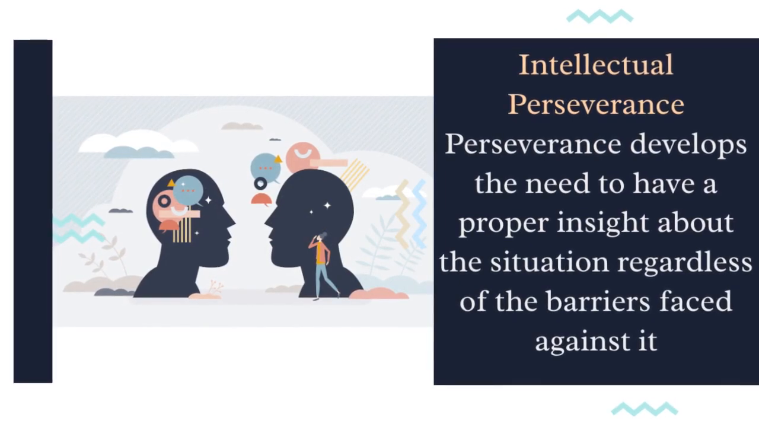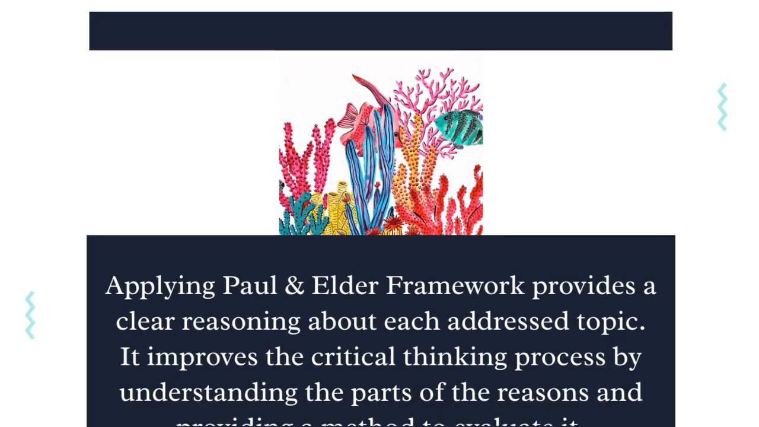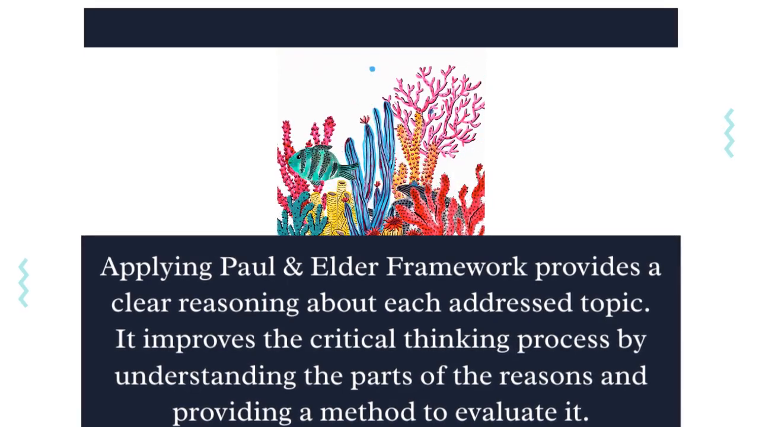Fifth is intellectual perseverance. Perseverance develops the need to have a proper insight about the situation regardless of the barriers faced against it. Applying the Paul and Elder framework provides a clear reasoning about each addressed topic. It improves the critical thinking process by understanding the parts of the reasoning and providing a method to evaluate it. Are you ready to test it yourself?